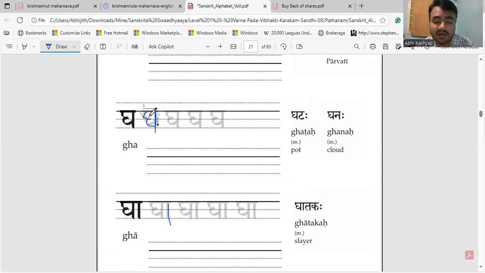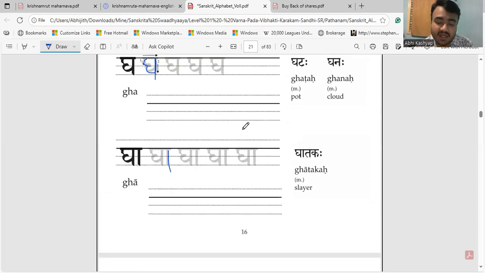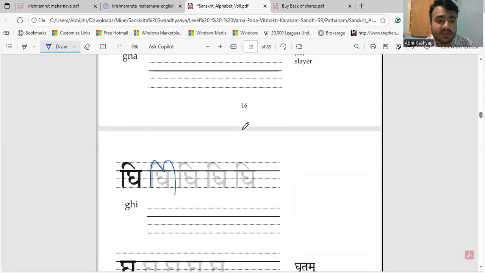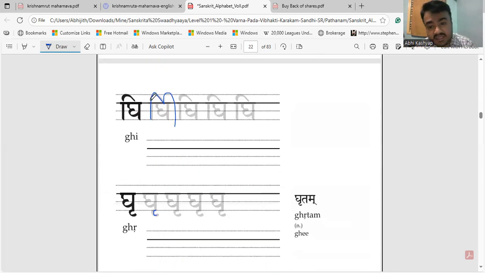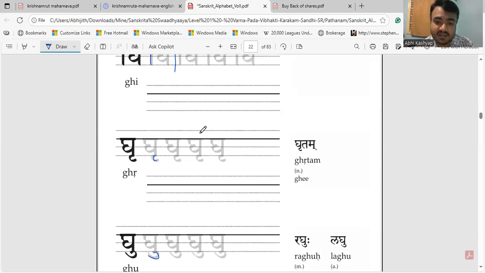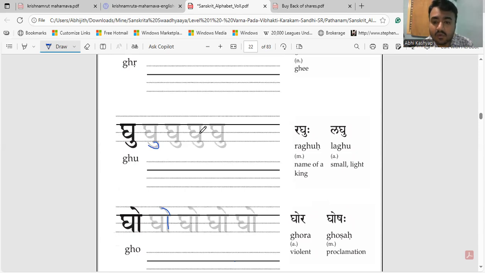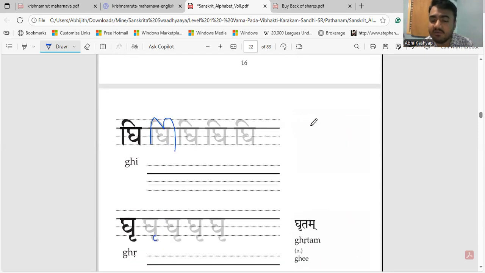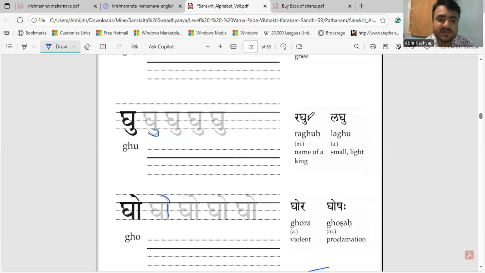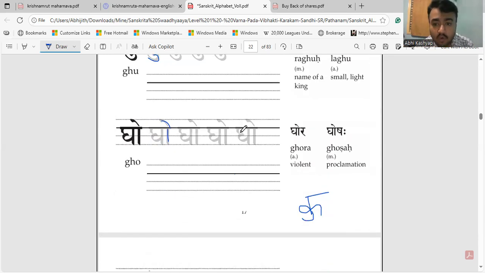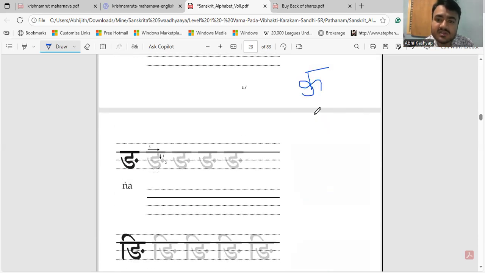Then we have Mahaprana Gha, Ghataha, Ghanaha, Ghatakaha, Ghi, Ghee, Ghr, Ghritam, Ghu, Raghuhu. See, at some point of time, what happens? We don't have enough padas starting with certain letters. So we have to substitute any pada where the varna is used. Raghu, Gho, Ghoraha, Ghoshaha. So this total set forms Kavarga, which is represented by Ku.